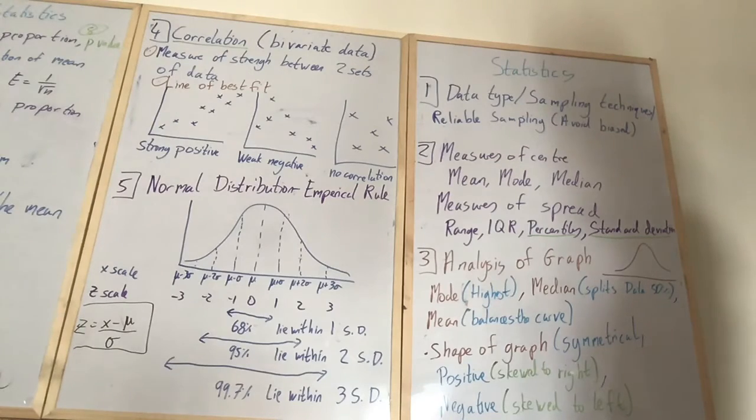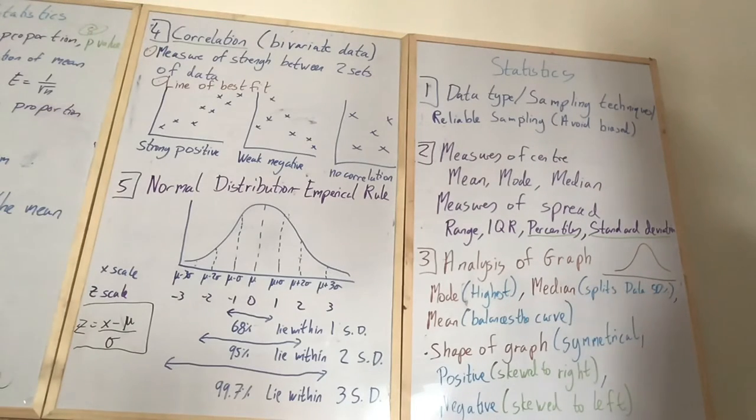The first thing we're going to look at that can be asked is you need to have knowledge of the data type, which is the data categorical or numerical. Then sampling techniques. There are 7 different sampling techniques we would have seen last year, and also then the reliability of the sampling, for example avoiding bias, and so on.